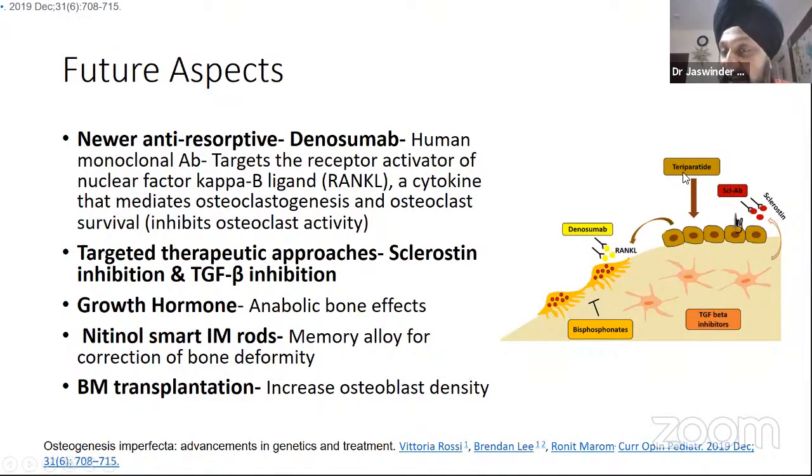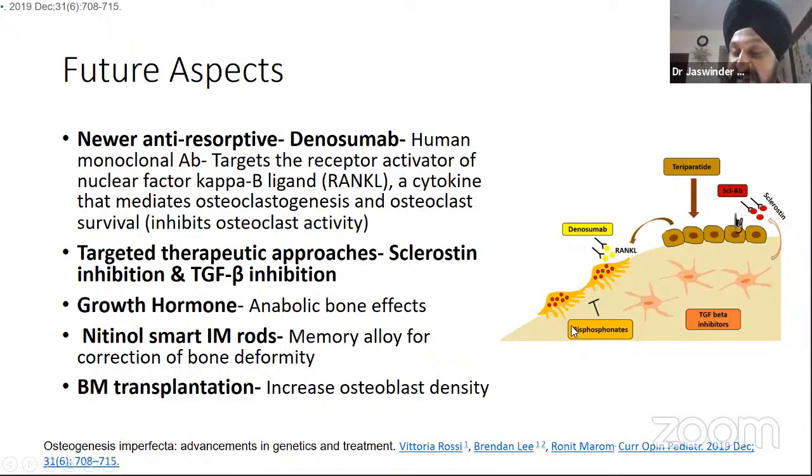So teriparatide acts at the osteoblast level. Another newer drug class, sclerostin inhibition and TGF beta inhibition, they all act at the osteoblast level. So they actually increase the bone density. That is how they work. But these drugs at present are again in clinical trial only. So the future aspect might be the use of these drugs in these children.